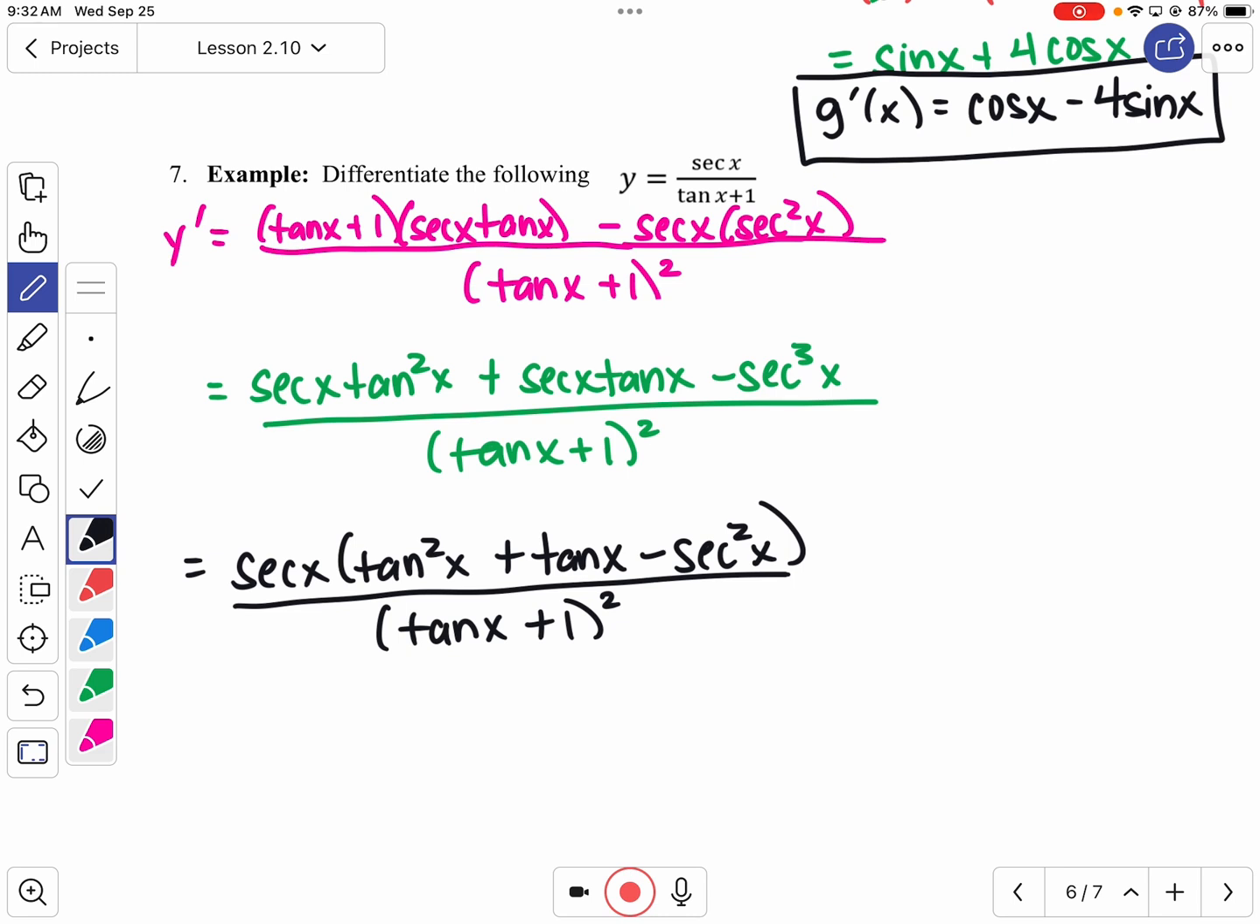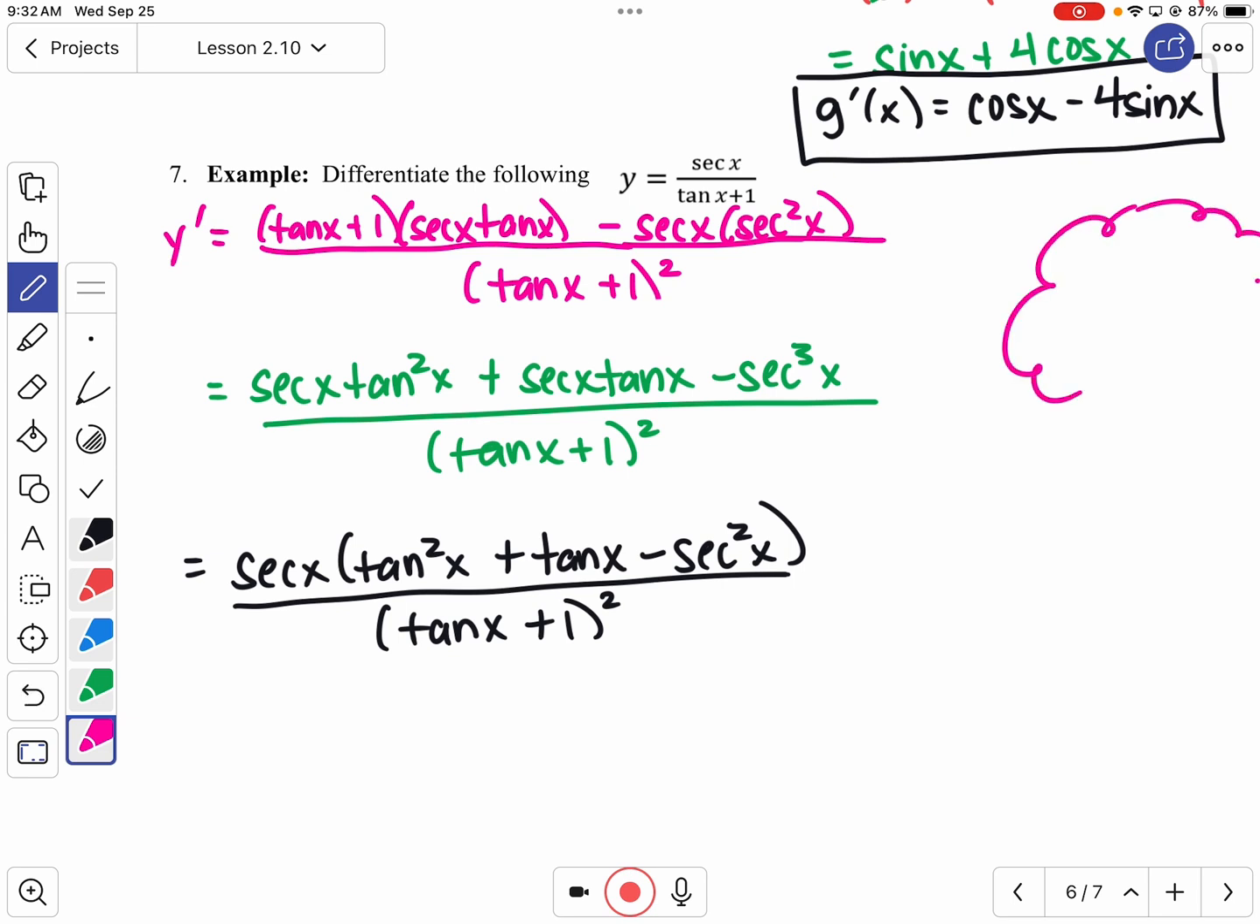Now, here's the tricky part. We're still looking for some kind of identity. I noticed that I have a tan squared in there, I have a secant squared in there, and there is a trig identity. It's Pythagorean. So I'm going to put it over here in a thought bubble.